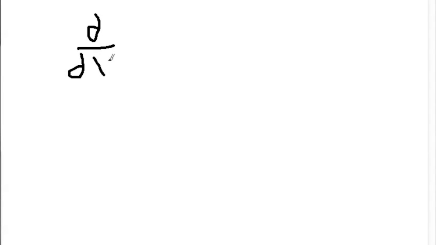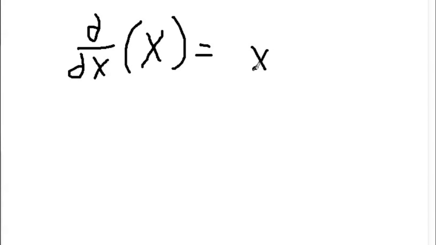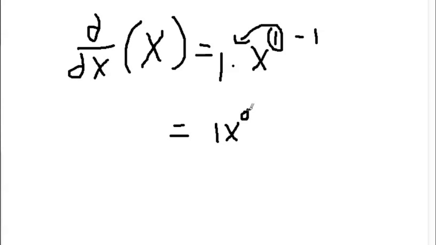Let's do another example. Let's say you want to take the derivative of x. Well, x is basically raised to the power of 1. So we multiply by the coefficient, which is also 1. And we subtract 1 from the power again. Remember, anything raised to 0 power goes to 1.